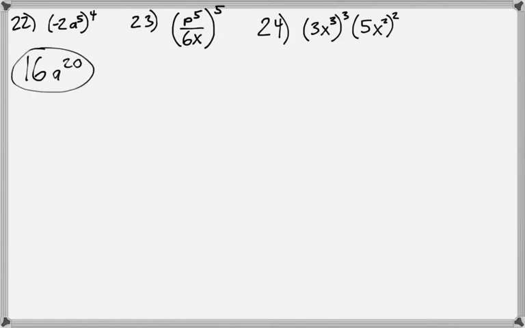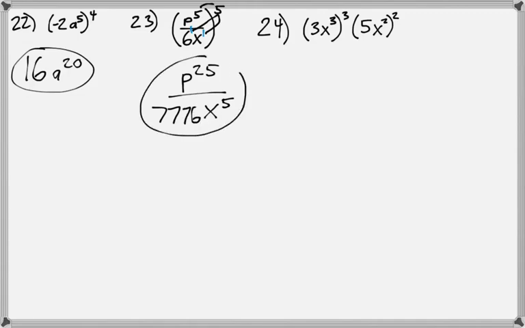With 23, the 5, it's applying to here, here, and there. So this will be p to the 25. This will be x to the 5th, because again there's an implied 1 here and here. And then this will be 6 to the 5th, but they want us to actually write that out. So if you take 6 raised to the 5th, then you get 7,776. And that would be our answer.